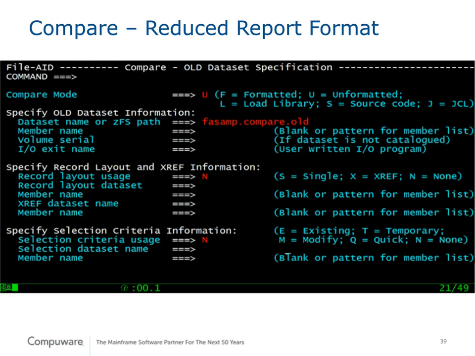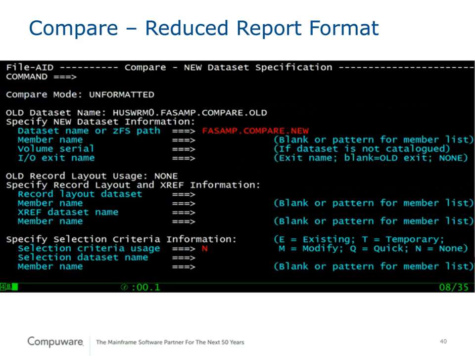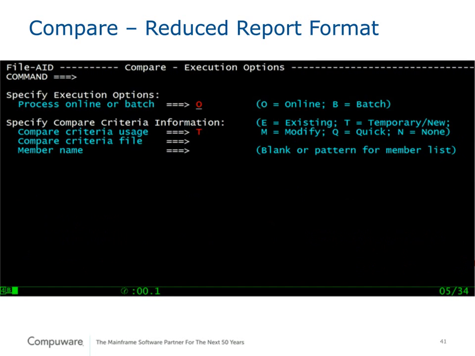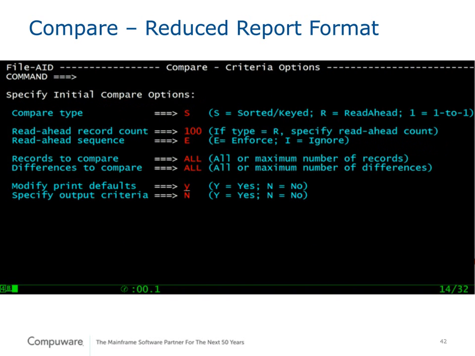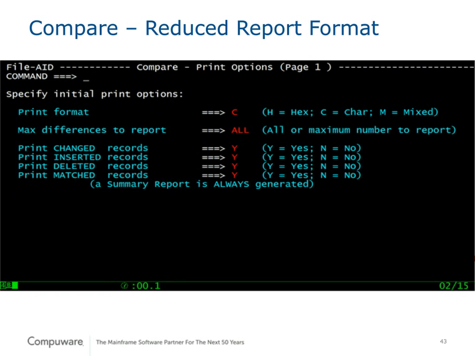First of all, we're going to do an unformatted compare. I'm going to give it the name of the file that I want to compare, the old file, and the file I'm going to compare it against. Now, these are both the same size files. I'm going to do this online, set up some criteria, and modify the print defaults so I can see my print defaults. And we're going to choose to show changed, inserted, deleted, and matched records in a character mode.